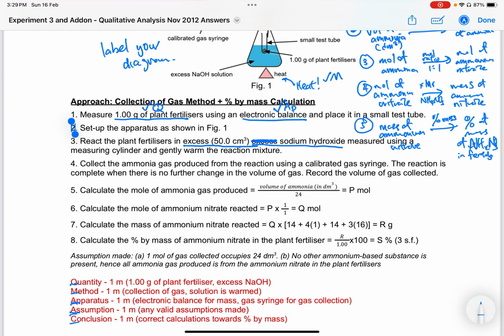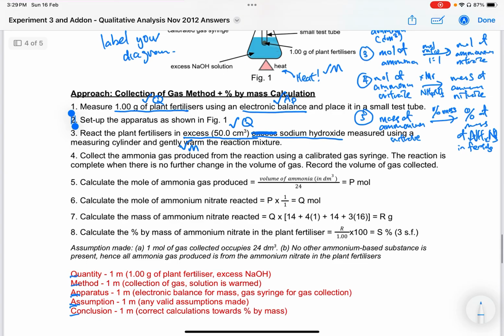Excess sodium hydroxide. This is another quantity mark because always one of them is limiting, one of them is excess. So in this case here, the sodium hydroxide is the excess reagent. And you need to gently warm it. So this is where the method mark comes in. Next, collect the ammonia gas produced from the reaction using a calibrated gas syringe. So this calibrated gas syringe is another apparatus mark. The reaction is complete when there's no further change in the volume of gas. You're going to record the volume of gas collected.